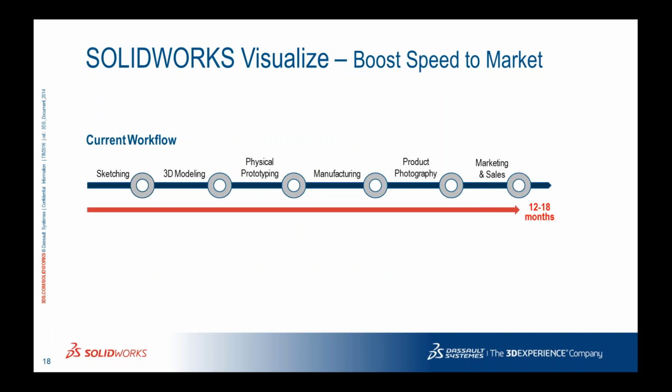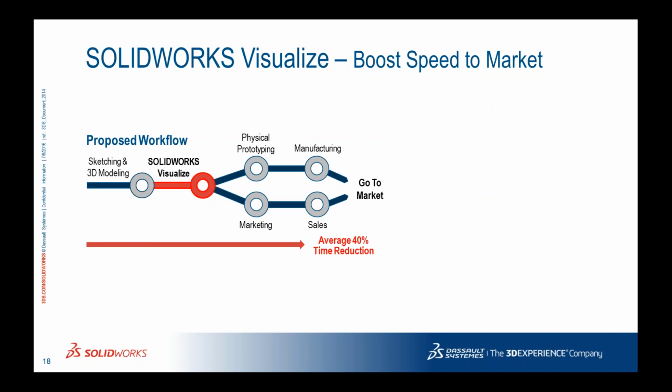And with Visualize, either Standard or Professional, either one, it really does help boost the speed to market. So let's go ahead and look at a typical design development cycle of, let's say, a fridge from General Electric, where you used to design for. Throughout the typical design workflow, you've got sketching, 3D modeling, physical prototyping, manufacturing, then that traditional product photography to build up your marketing and sales campaigns. And this can take anywhere from 12 to 18 months.